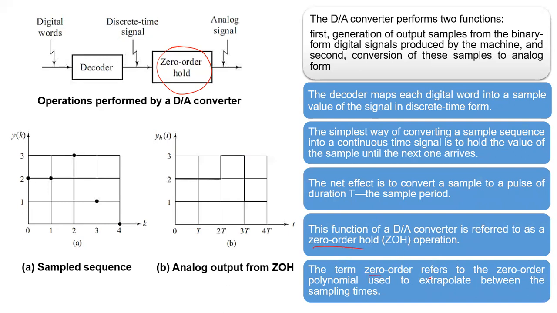Here the zero order refers to the zero order polynomial used to extrapolate between the samples. Basically, when we get the transfer function of this circuitry, it is of that particular order. So we have first order, second order hold circuitries like this. The purpose of the hold circuit is to hold the sample till the next sample is obtained, and then it changes with the change in the amplitude of the sample. Otherwise it will remain as it is, right?